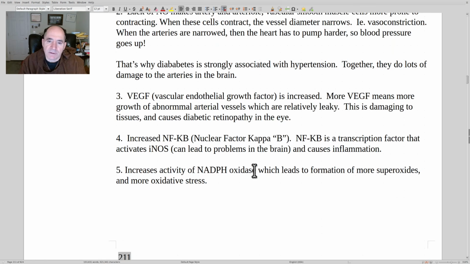Oh, also the fact that you're blocking nitric oxide, you're going to cause vasoconstriction. That's going to raise the blood pressure. When you have to pump blood through a constricted system, pressure has to go up to do that.